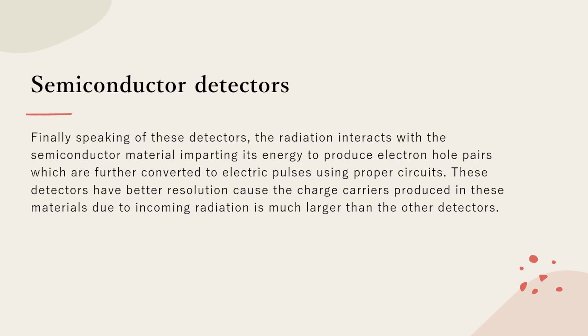Lastly, I'm going to talk about semiconductor detectors. The radiation interacts with the semiconductor material, imparting its energy to produce electron-hole pairs, which are further converted to electric pulses using proper circuits. These detectors have better resolution because the carriers produced in these materials due to incoming radiation are much larger in number than in the other detectors. Also, scintillation detectors and semiconductor detectors are a bit better because the material in these detectors has higher density than an ionization chamber, and thus the interaction sites are larger than in ionization chambers.